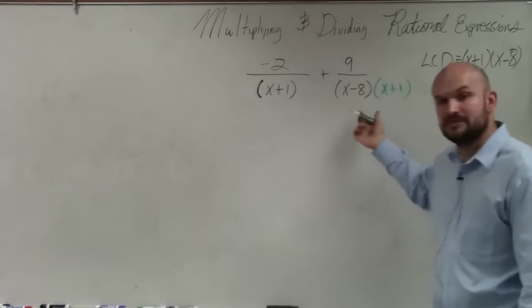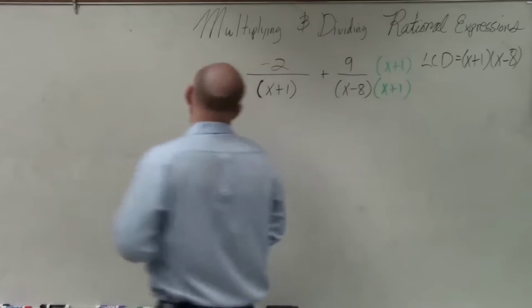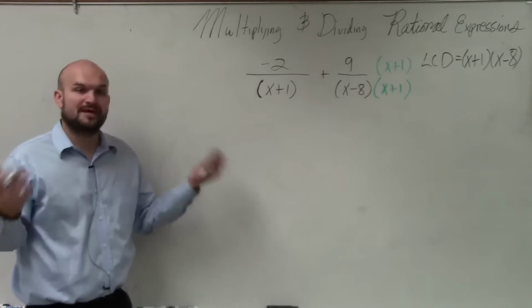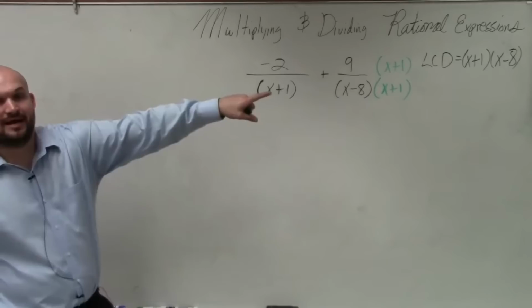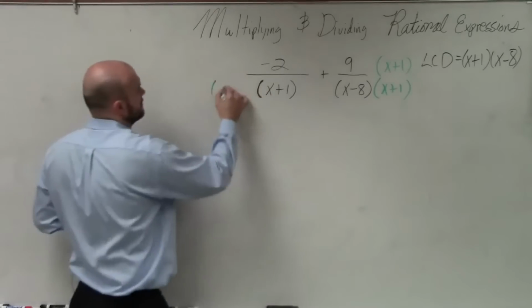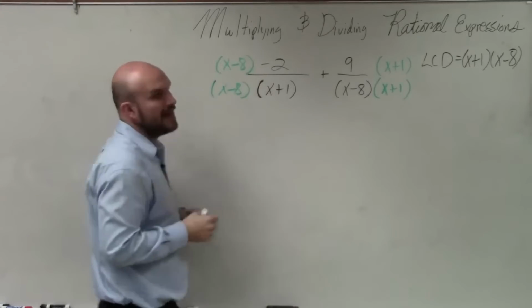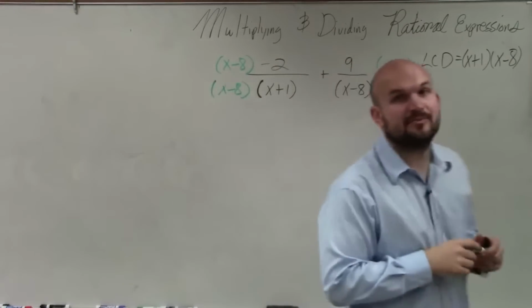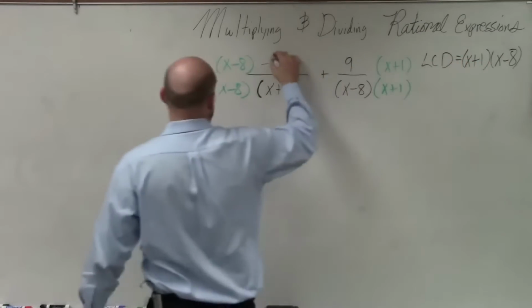And whatever I do in the denominator, I have to do in the numerator. Over here, I have x plus 1 in my denominator. To, again, get this to my common denominator, I need to multiply it by x minus 8. So now what you guys can see is that I need to simplify my numerators. To simplify my numerators, I need to apply the distributive property.